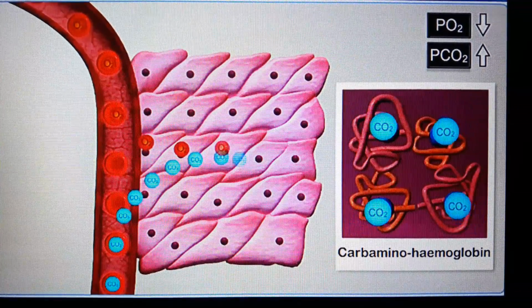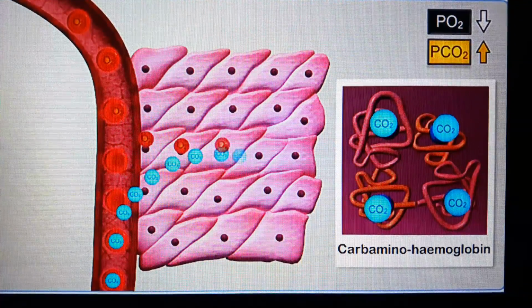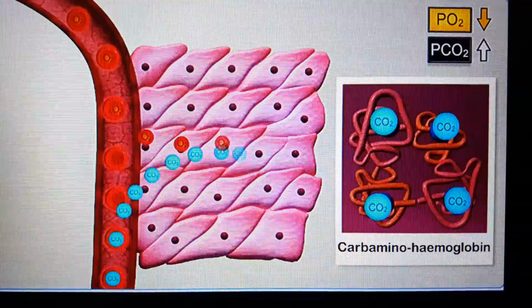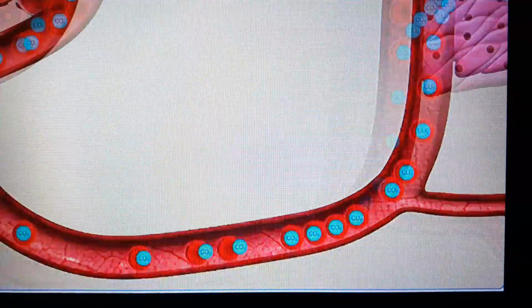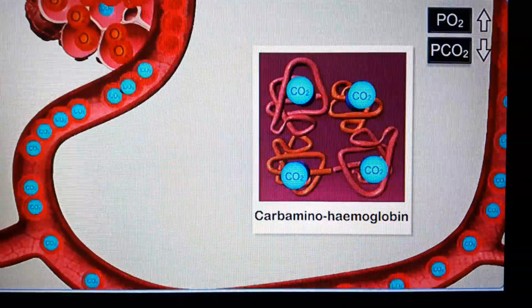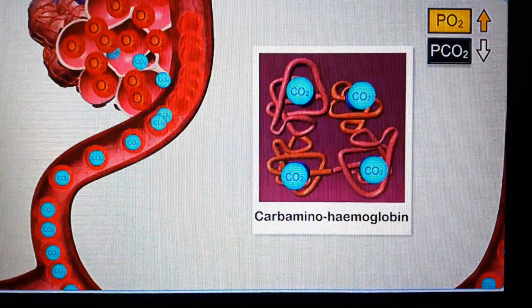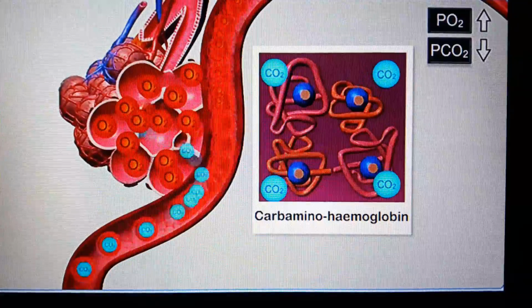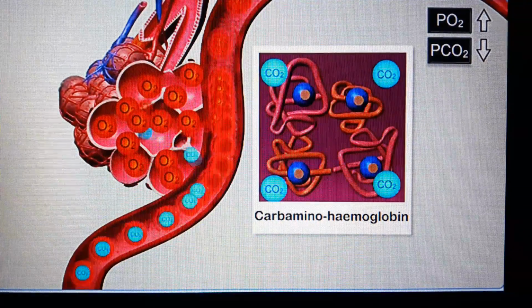So you look at how the transport of carbon dioxide takes place. Look at these three-dimensional diagrams, how the transport occurs.